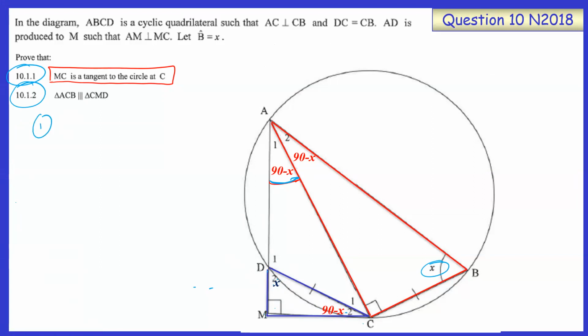DMC is equal to ACB. DMC, well done. So in other words, we can say angle M.